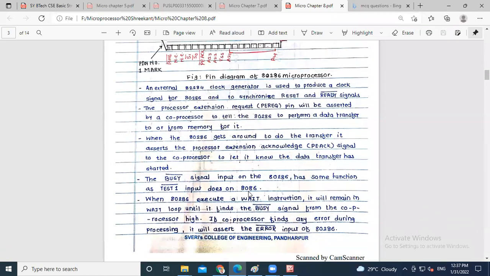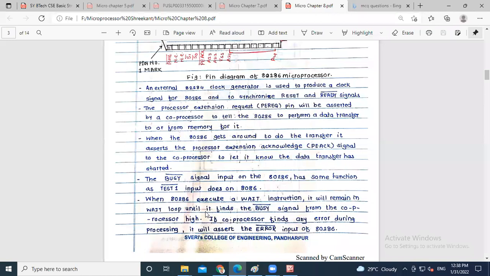Whenever the 80286 gets around to do the transfer, the processor extension acknowledge, PEACK, is generated. AK means acknowledgement, E means extension, P means processor. The processor extension acknowledgement signal goes to the coprocessor and it knows the data transfer has started. Then the busy line and the test line: whenever more signals come in a queue, at that time it says busy, and the test happens.